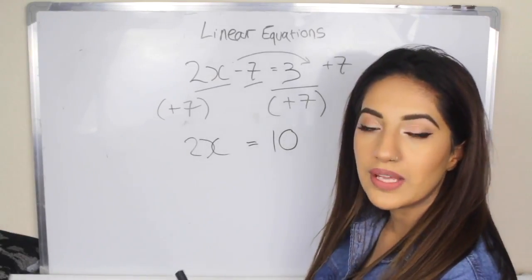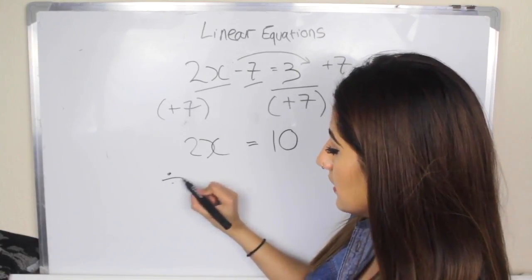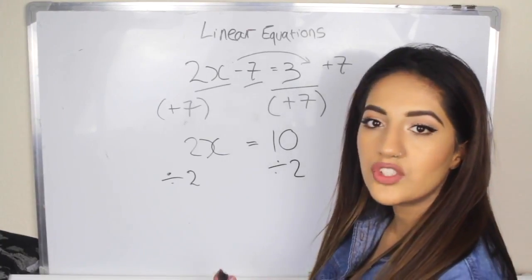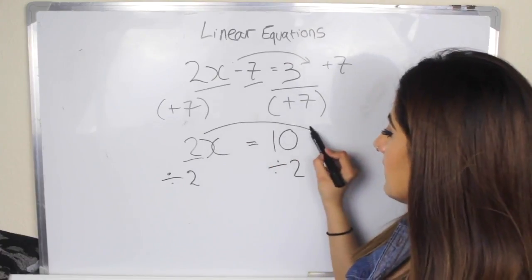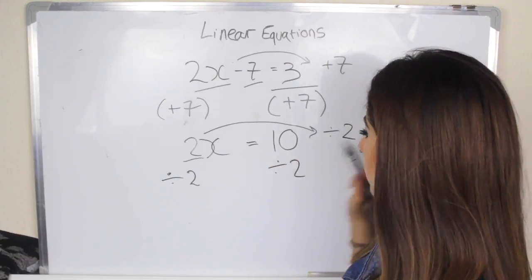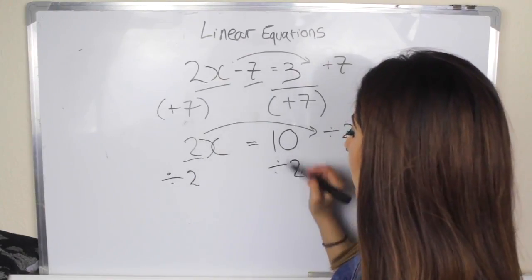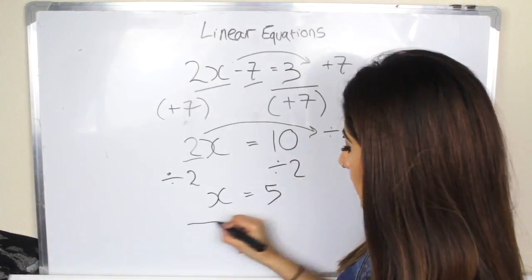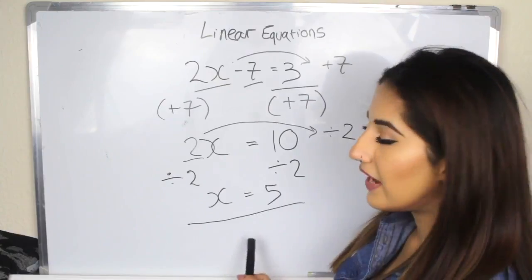Now step number 2 is to get the x term by itself. To do this, we would need to divide both sides by 2. If you wish to use my method, then obviously you're moving this term to the other side and we need to switch the signs. Because we divide both sides by 2, the 2 will cancel out, and 10 divided by 2 gives us 5. So quite easily we have got our answer, x equals 5.